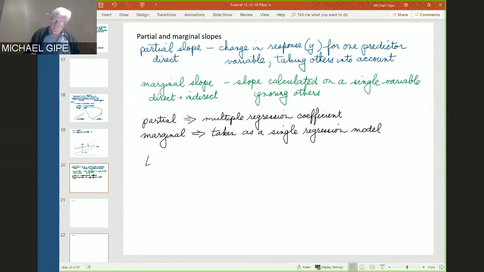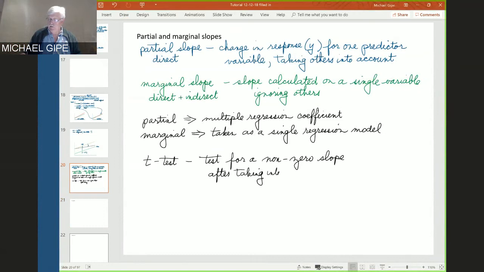Okay, I should also mention that when you're doing a t-test in a multiple regression model, you are essentially testing for a non-zero slope after taking into account the other variables. So we're pulling out the significance of a single variable in a multiple regression model.